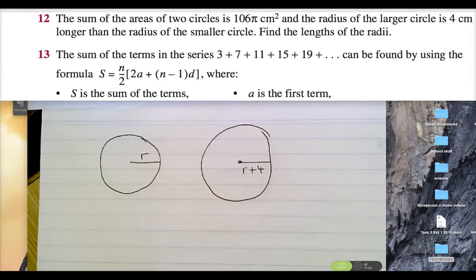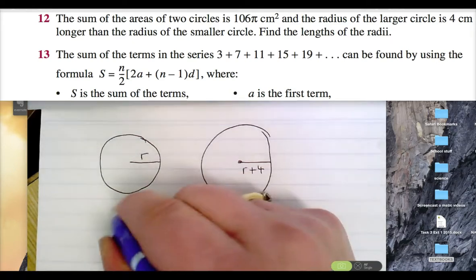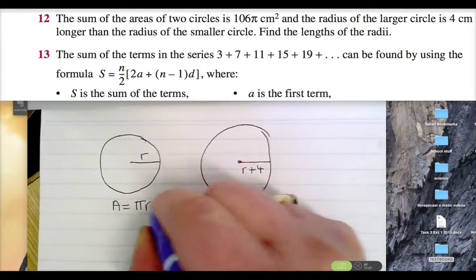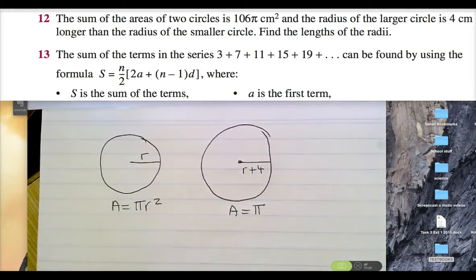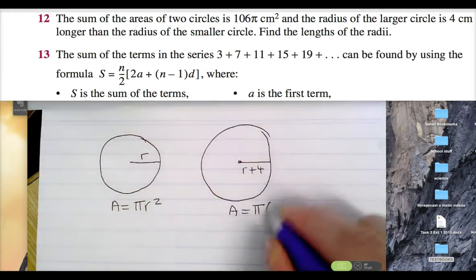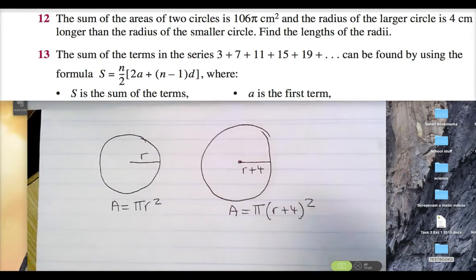Girls, the sum of the areas of 2 circles. What formula should I write down? What's the formula for the area of a circle? Area equals pi r squared. What's the area of this circle? Pi times r plus 4 squared. Now, girls, when you do this question, do not go and put pi into your calculator. Now, what should I do?